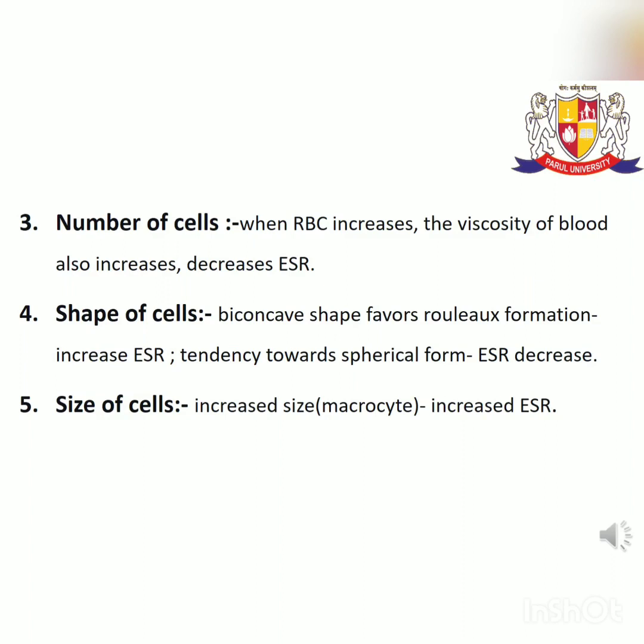rate. Shape of cell: the biconcave shape favors rouleaux formation, which is why it increases erythrocyte sedimentation rate. A tendency towards spherical shape results in a decrease in erythrocyte sedimentation rate. Size of cell: with an increase in size, there is an increase in erythrocyte sedimentation.